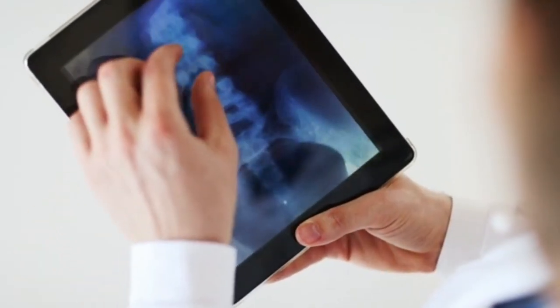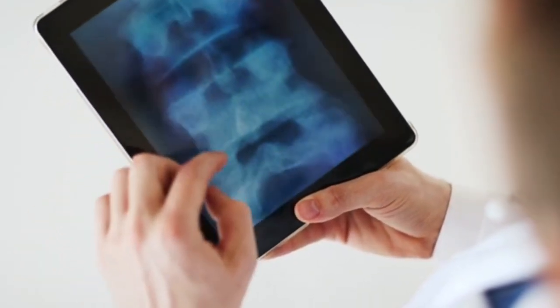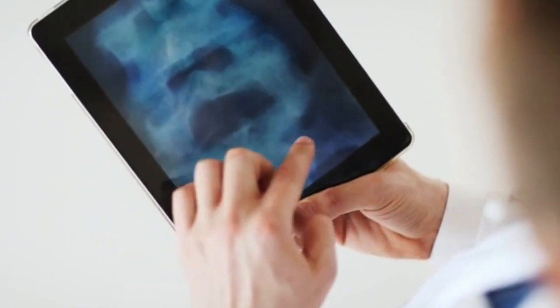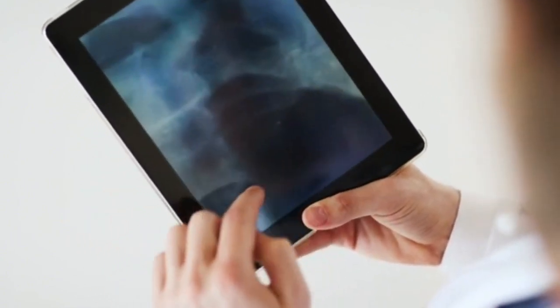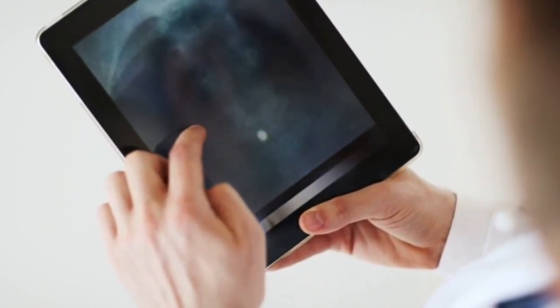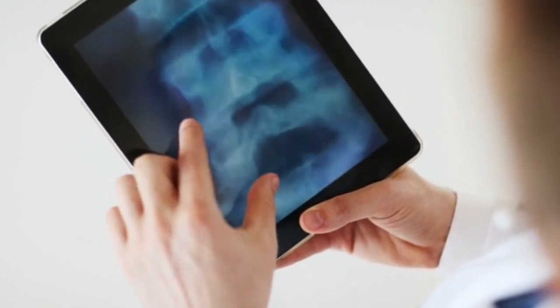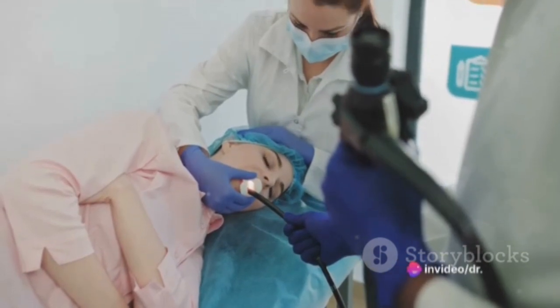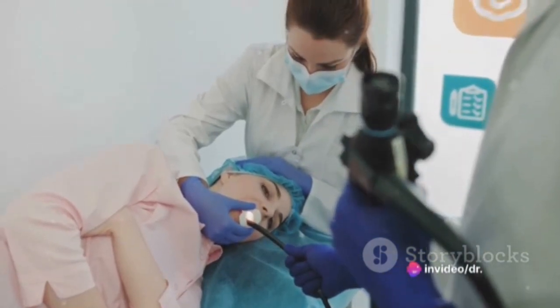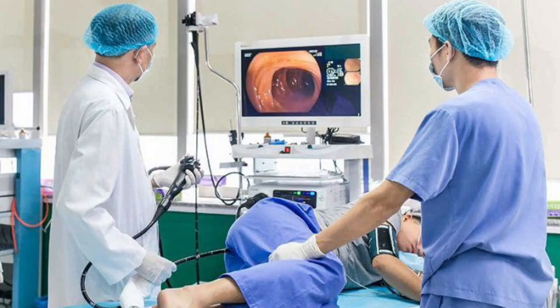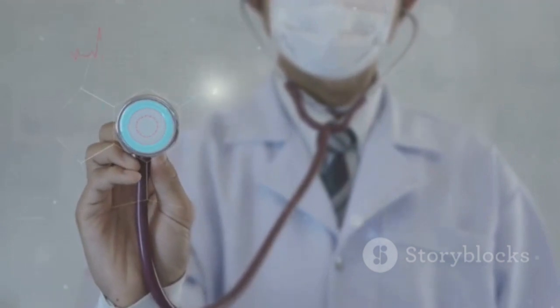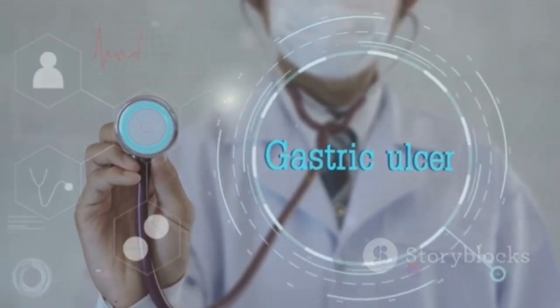X-rays of the esophagus, stomach, and upper small intestine after swallowing a contrast material, barium. The contrast material helps to highlight any abnormalities in the lining of the digestive tract. Endoscopy is a procedure that uses a thin, flexible tube with a camera, an endoscope, to examine the lining of the esophagus, stomach, and upper small intestine. During the procedure, the doctor can take tissue samples, biopsies, to check for H. pylori infection or other abnormalities.